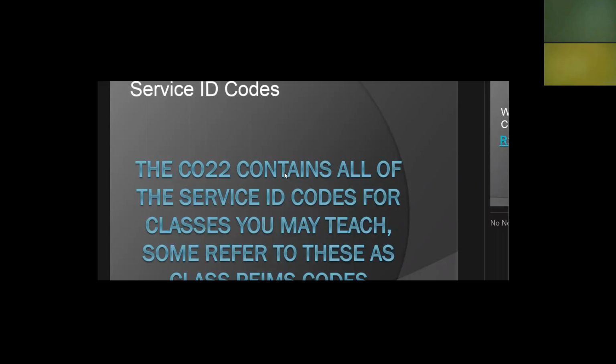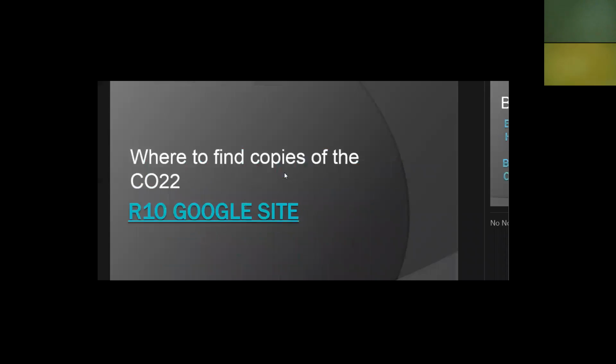And some refer to these codes for classes as PEIMS codes. So the class code, the correct ID code for a class, we sometimes call them codes for classes.